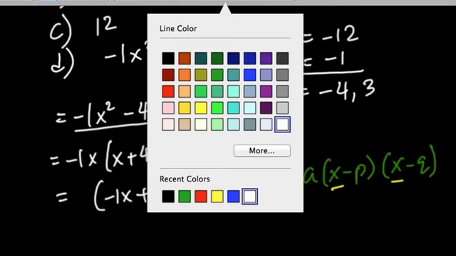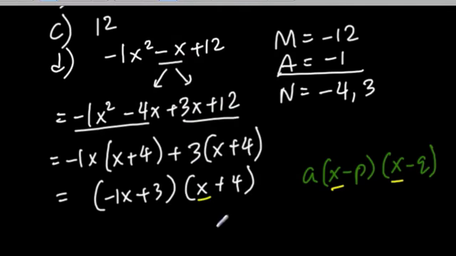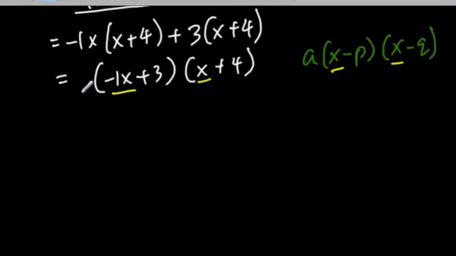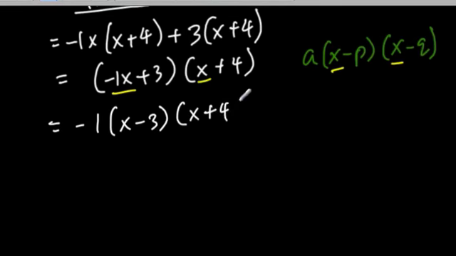So we see that x is positive here, but not here. So we're going to have to change that. So we factor out the -1. We factor out the -1 here, so it's -1. We get x minus 3 and x plus 4. And that's our factored form. So a here is -1.